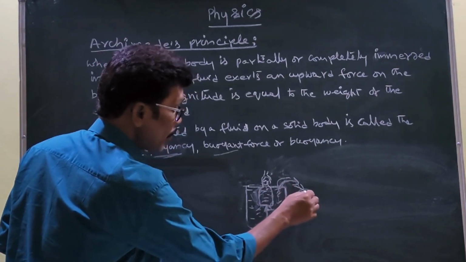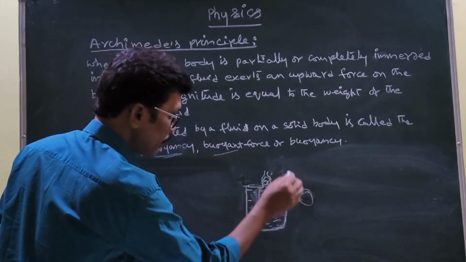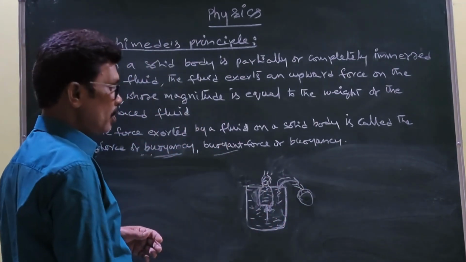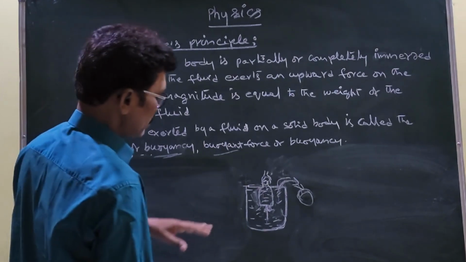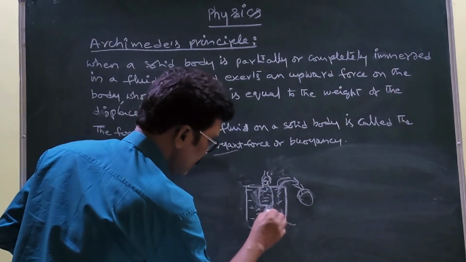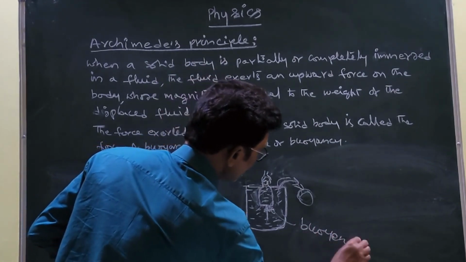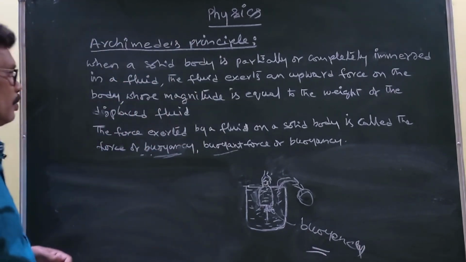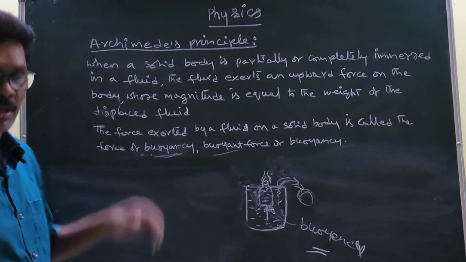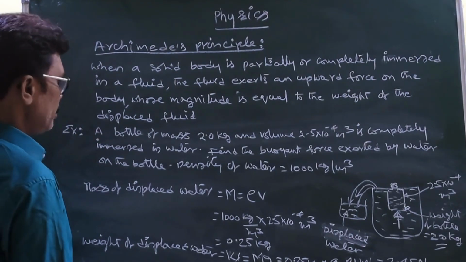The weight of that volume of water is to be found out, and that weight is nothing but force. That force is exerted in the upward direction. That force is nothing but the force applied by the fluid in the opposite direction. That force is nothing but buoyancy force. By taking one numerical example, we can understand in a better way.